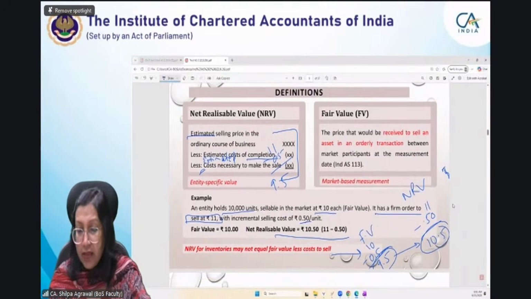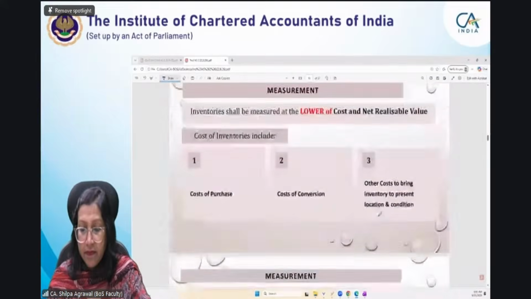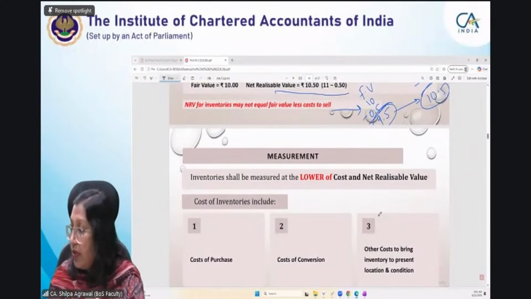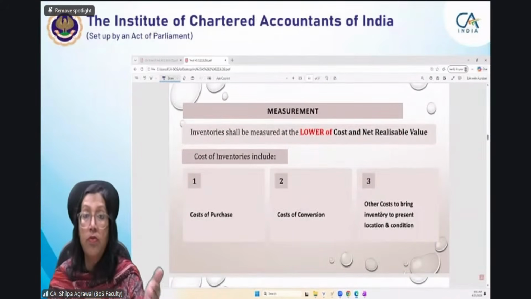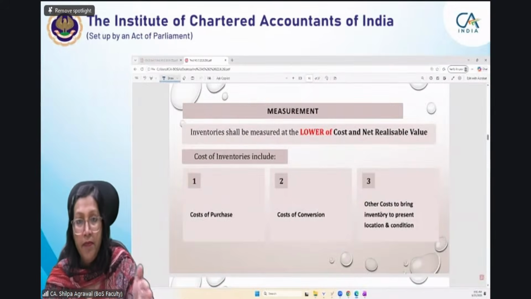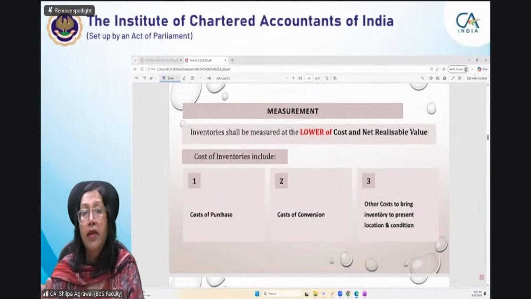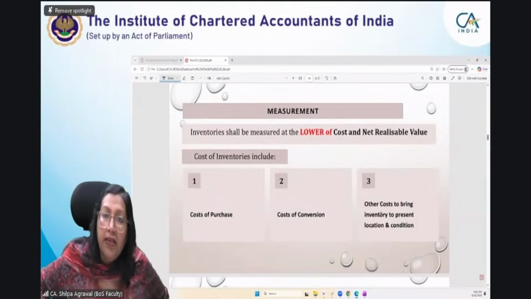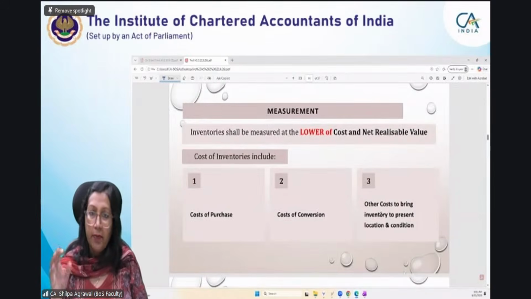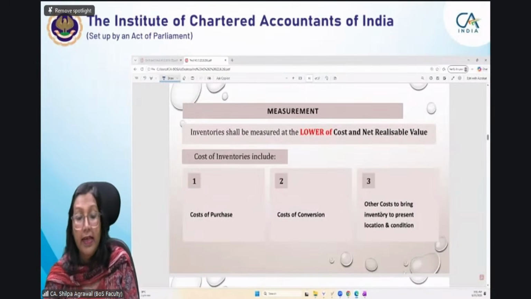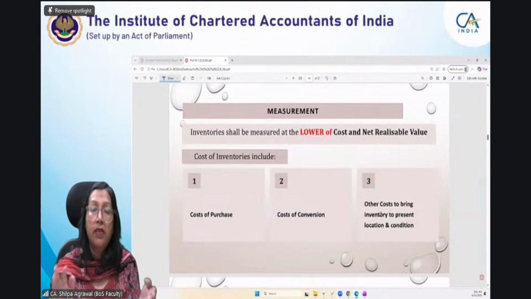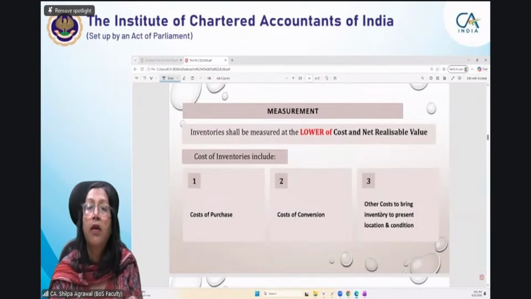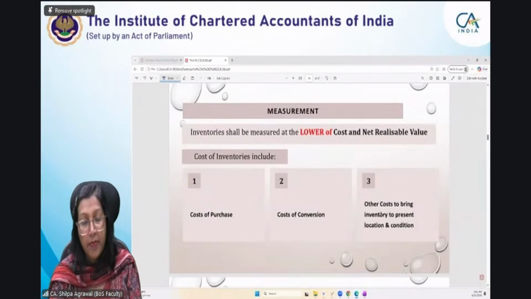Moving to the next part. Now we have discussed all three definitions. We are now moving from recognition to measurement, the second aspect of this standard. This is the biggest part of this particular standard. Presentation we know: inventories will be shown under current assets. Disclosure will be covered in one slide. So the entire standard now revolves around measurement provisions.